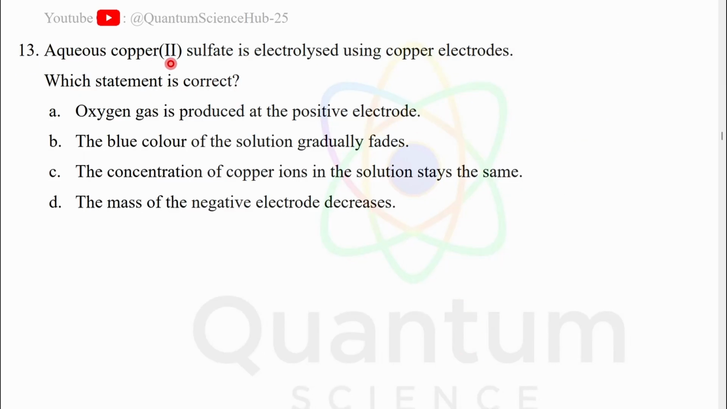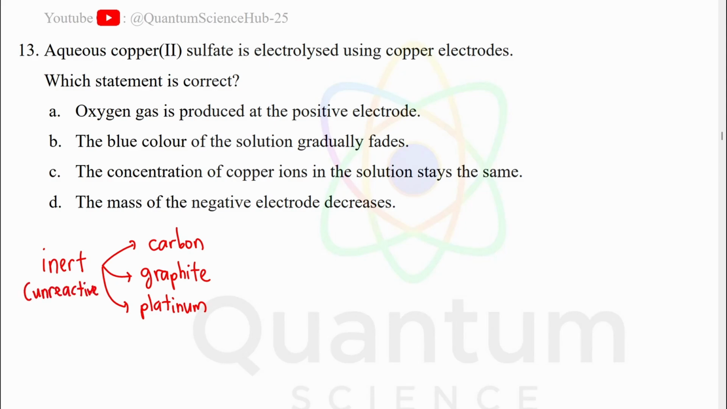Question 13. Aqueous copper(II) sulfate is electrolyzed using copper electrodes. Which statement is correct? Okay, so remember the clue here is using copper electrodes. So this is not inert electrodes. Remember, for inert electrodes, we can use carbon, graphite, or platinum. Inert means unreactive. So this is not inert electrodes, so it will interfere in the electrolysis process.